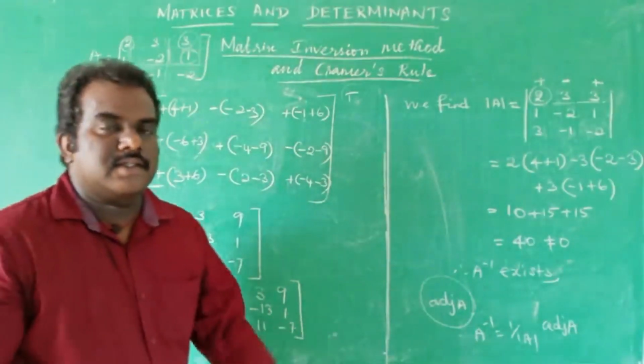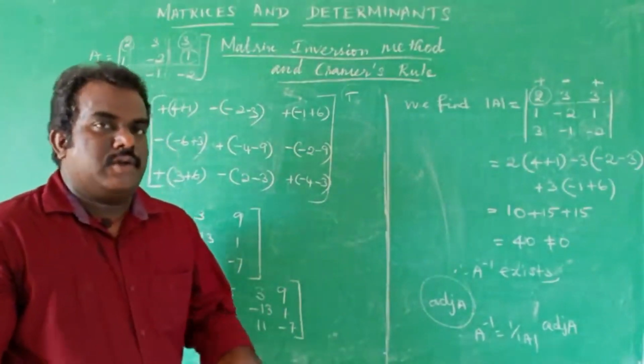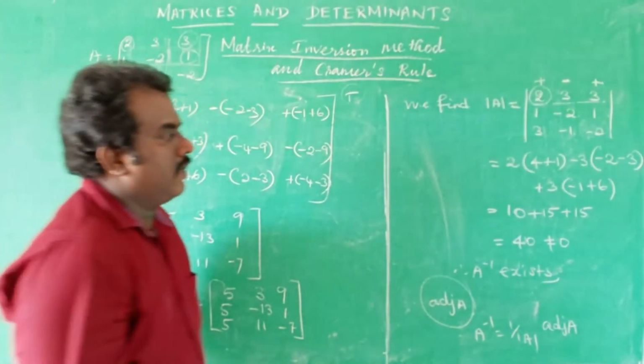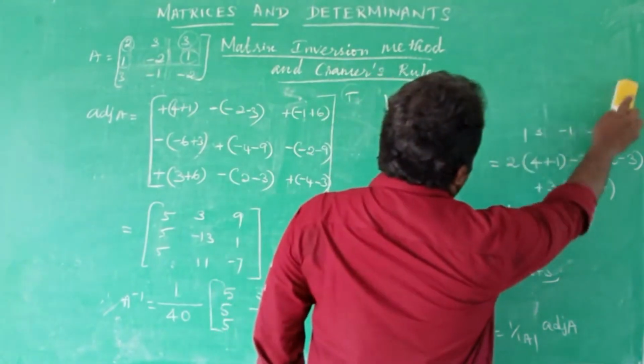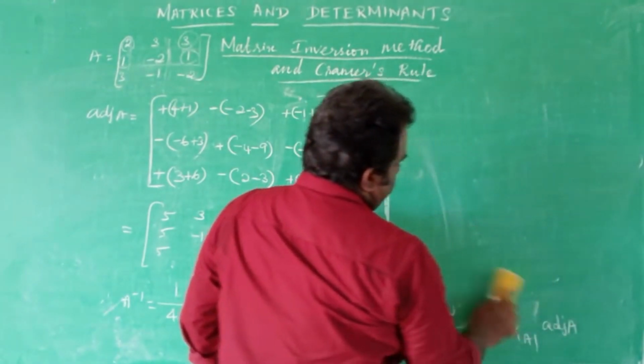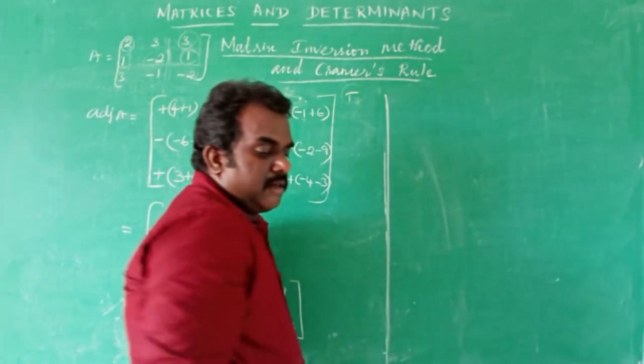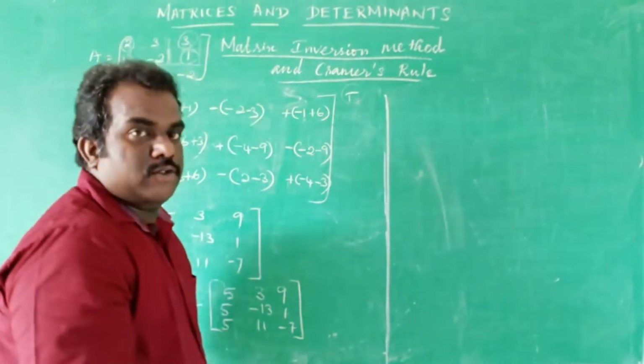The next thing is the easiest thing, the usual matrix multiplication. Now applying the formula X is equal to A inverse into B, then only we can get the solution of x, y and z. The reason is that matrix X contains the three unknowns x, y and z.